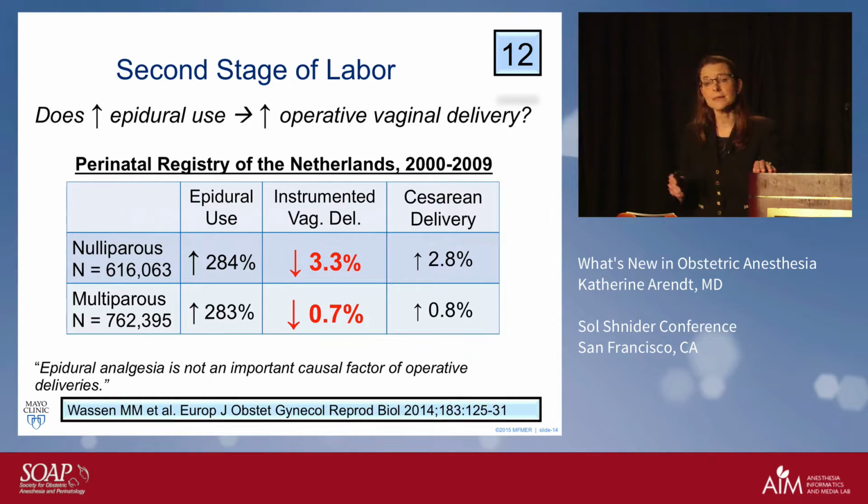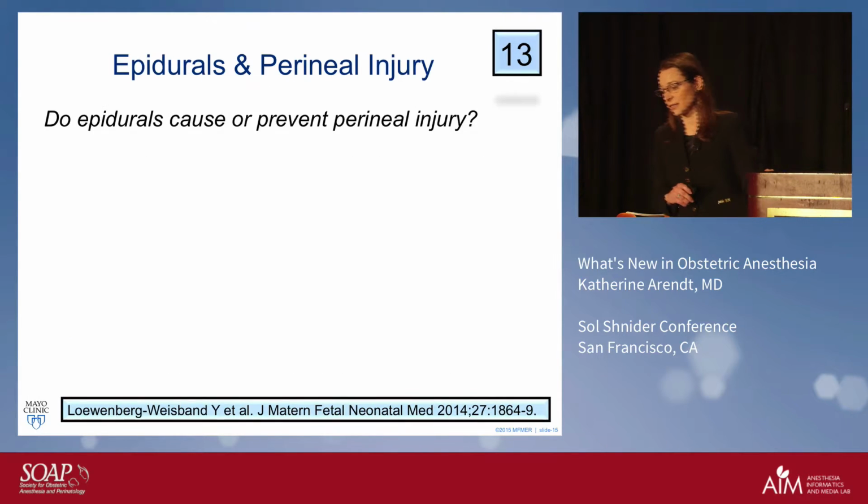During that same time period, though, instrumented vaginal delivery went down. Cesarean delivery went up slightly. So the authors concluded that if it were an important causal element in operative vaginal delivery, with such a large increase in epidural use, you would not be able to see that decline in instrumented vaginal delivery. But we know retrospective studies cannot necessarily lead us to definite conclusions. However, I think it does add to our knowledge in that area.